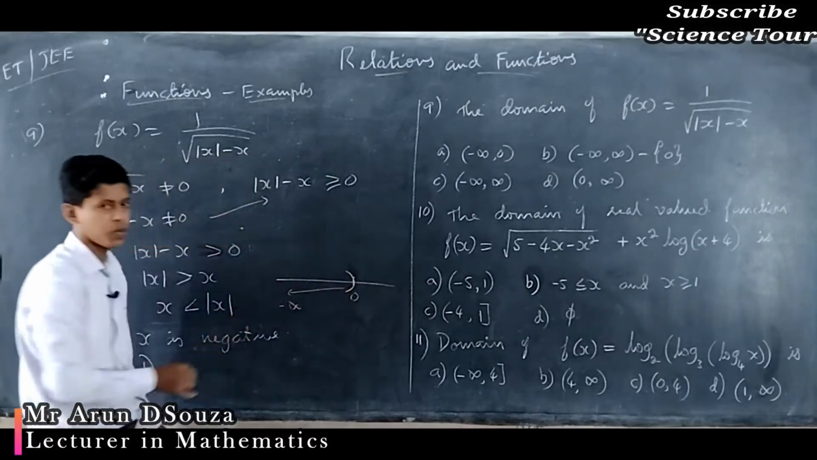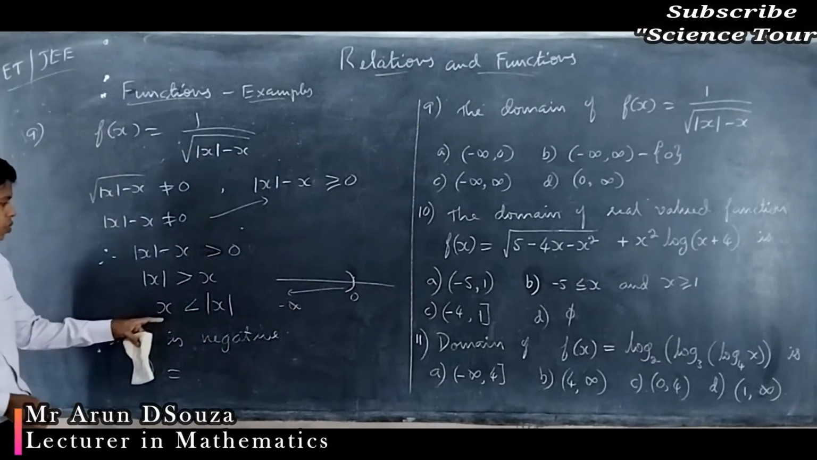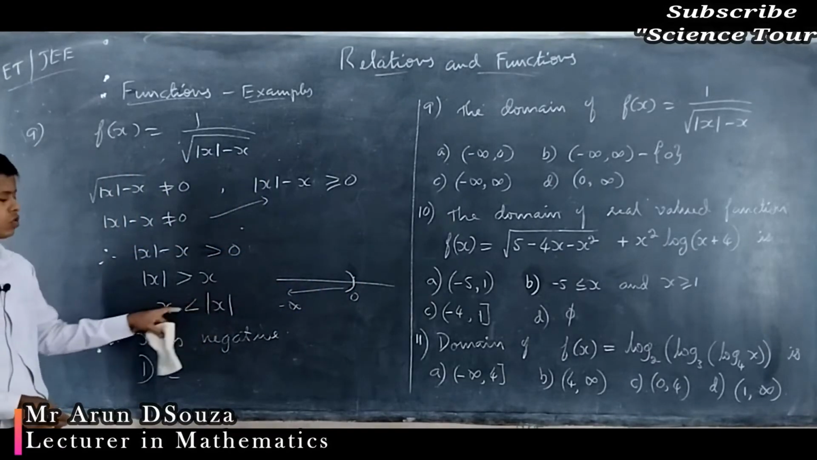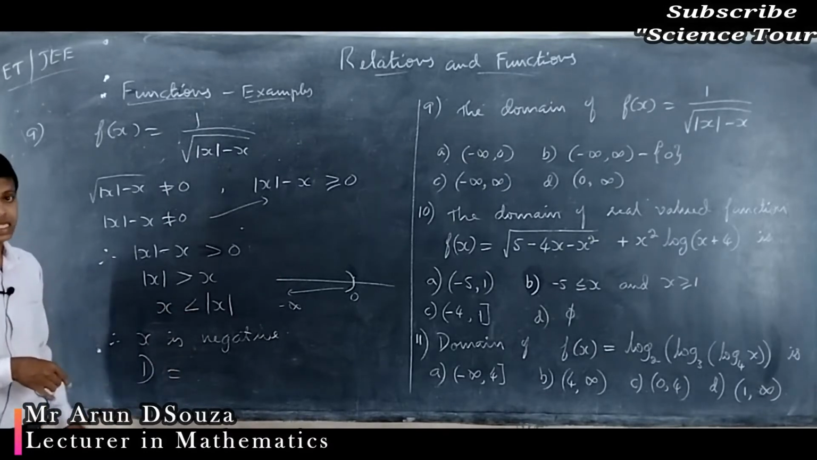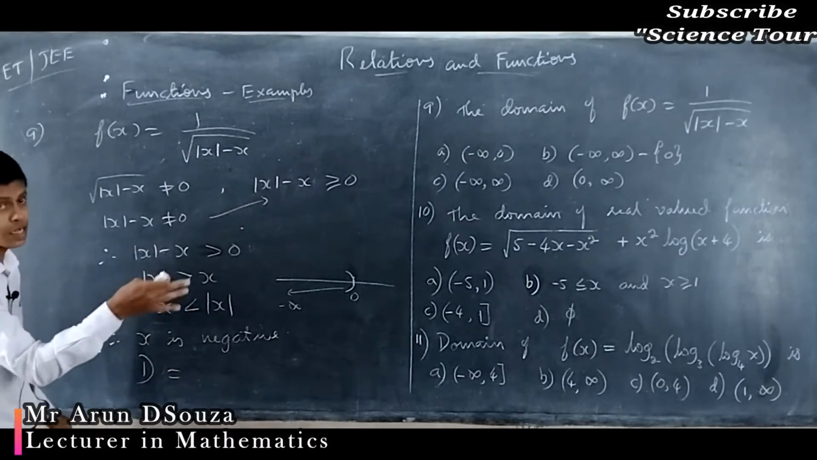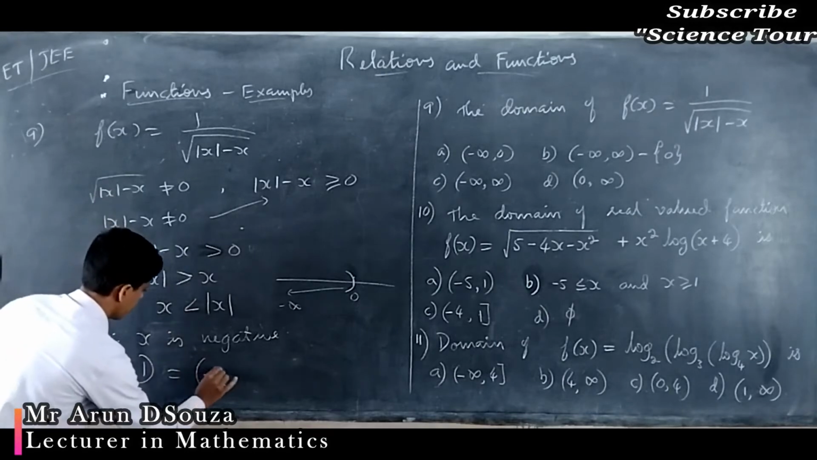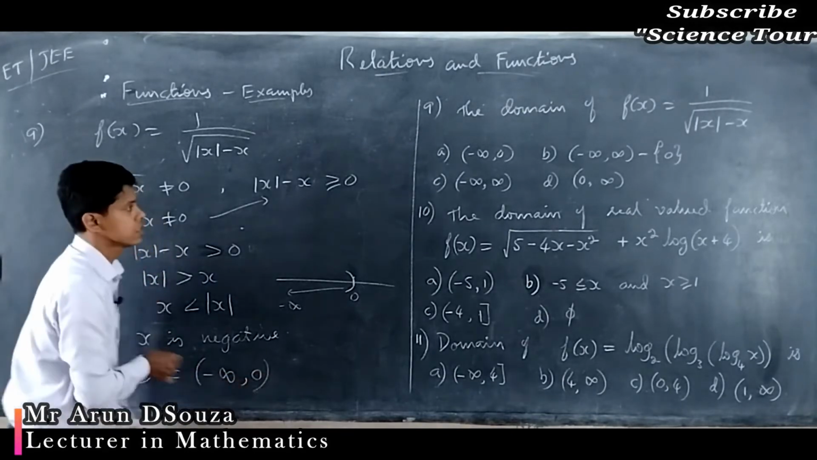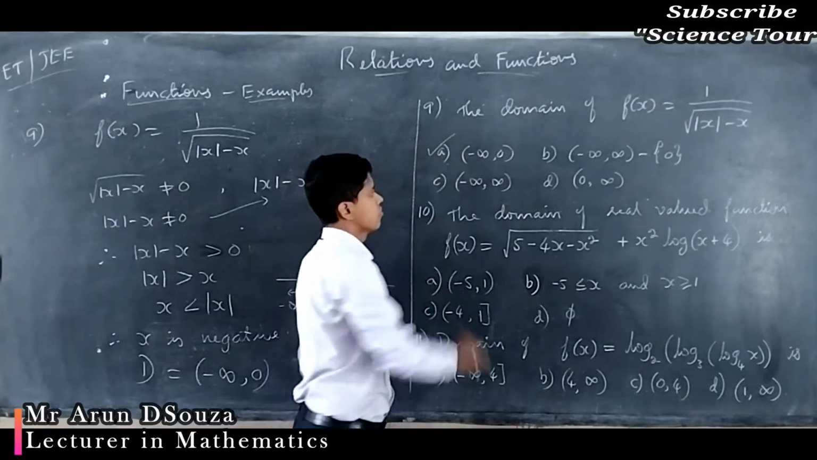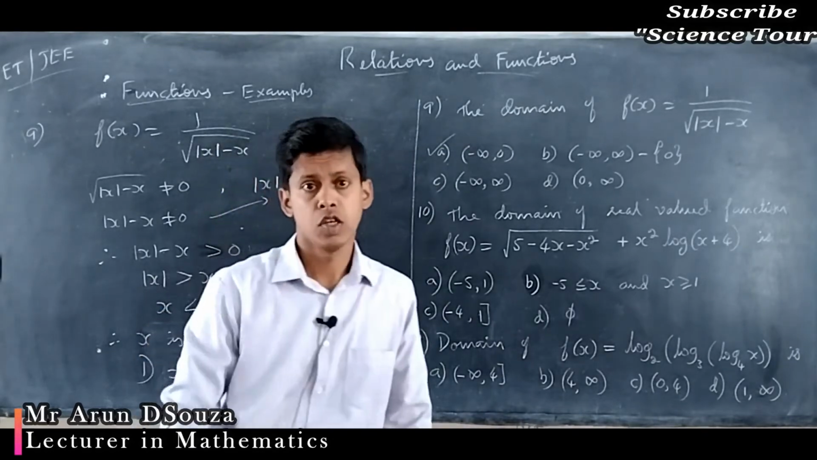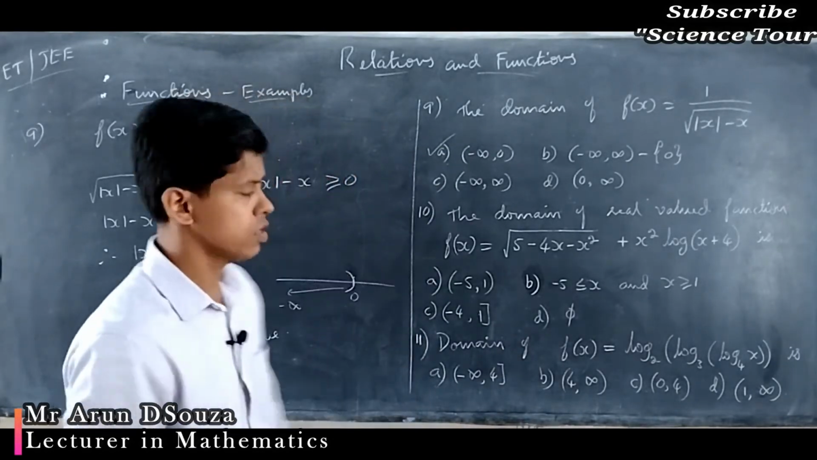Therefore, open interval, you cannot put 0, because if you put 0, mod 0 is 0, this is also 0, that will be equal, it won't be less than. So it should be strictly negative. So from minus infinity till 0 you can go, from minus infinity to 0. That's the first option.